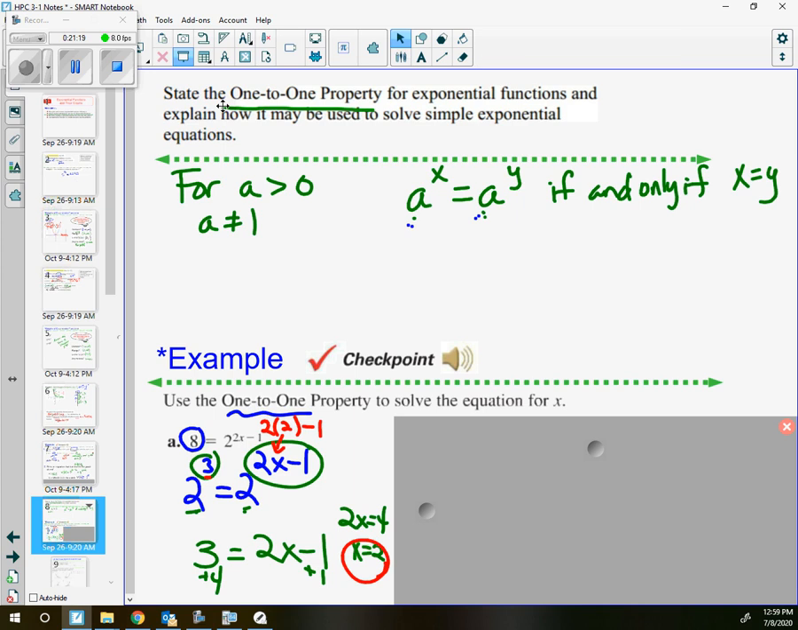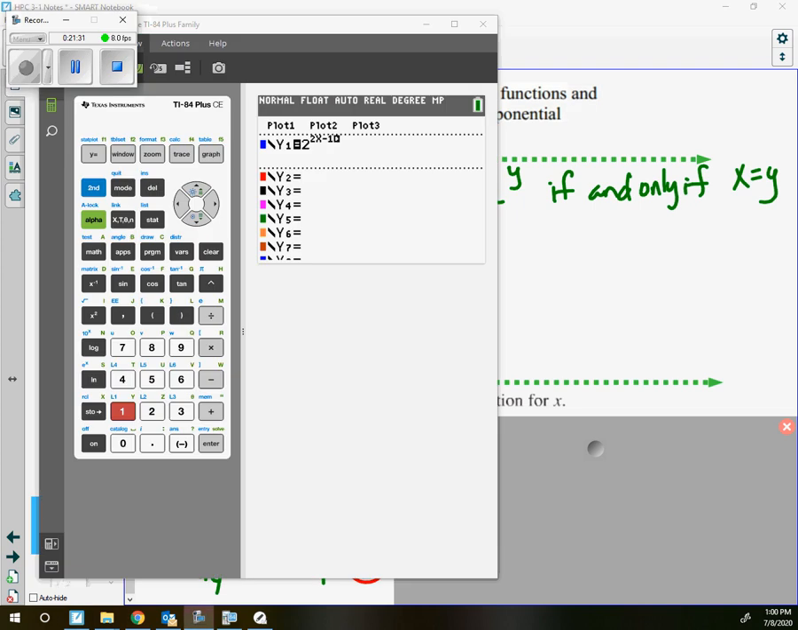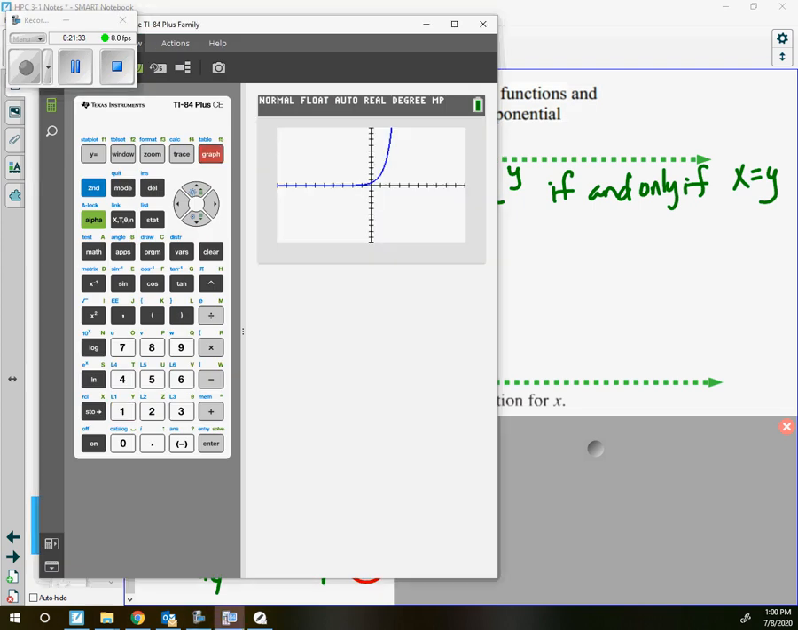What's kind of cool is the graphing approach to this. So I want you to take a peek. We're going to type in y equals 2 to the 2x minus 1. And I want you to see how else we could solve that. So I'm typing in 2 to the 2x minus 1. Take a look at the graph.